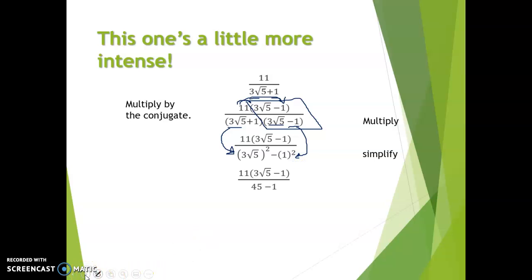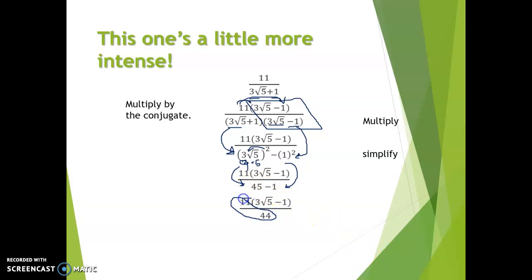Let's continue to simplify here. 3 square root of 5 squared. 3 squared is 9. And square root of 5 squared is 5. So that's 9 times 5, which is 45. And 1 squared is just 1. So we've got 45 minus 1 here on the bottom. Notice that I haven't multiplied out just yet. Okay, there's a reason for that. When I take 45 minus 1, I've got 44.